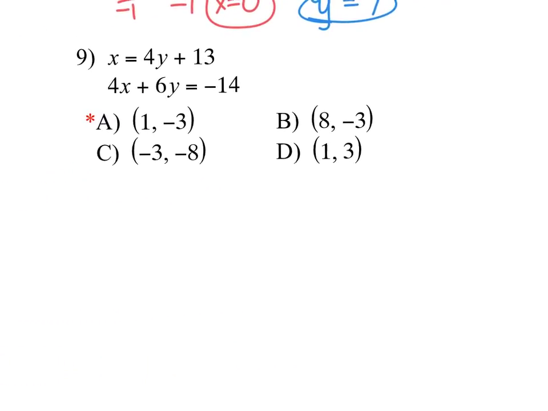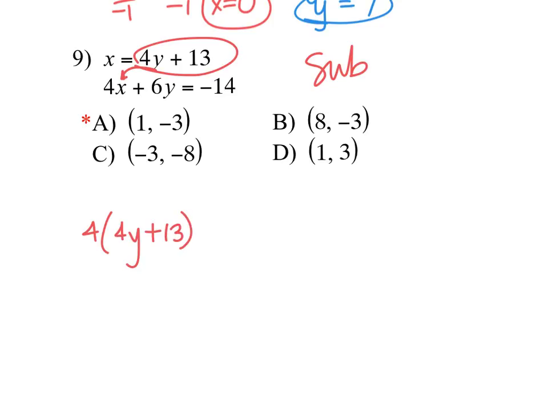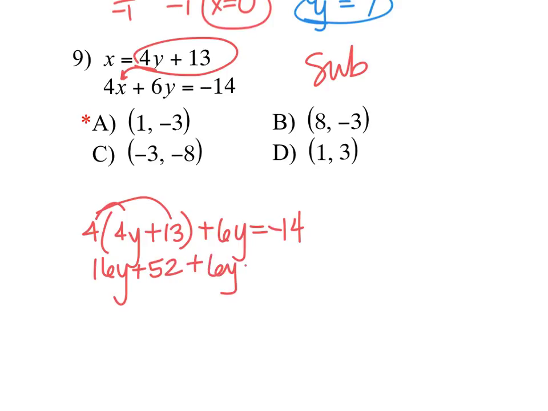Okay, so if we move on to question 9, notice that we're kind of switching back and forth. Question 9 is now an example of substitution because I have an x equals equation. So I'm going to plug this into the x spot. That gives me 4 times (4y plus 13) plus 6y equals negative 14. This is what we did last week. So I'm going to distribute: 16y plus 52 plus 6y equals negative 14.